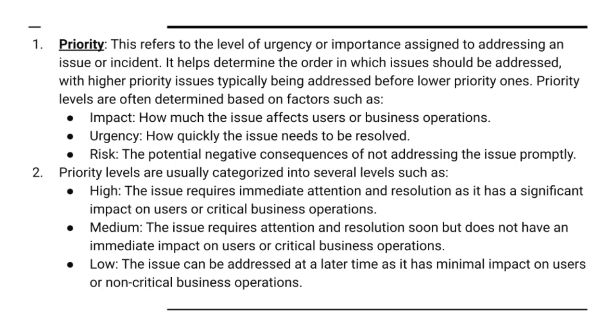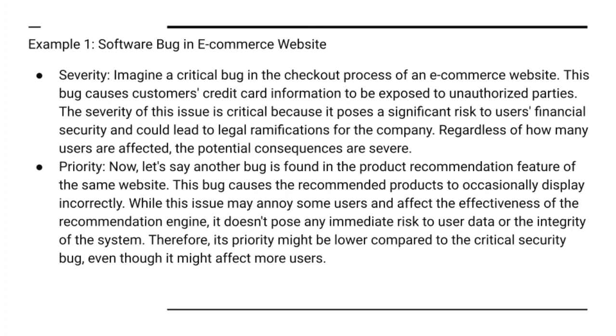Priority levels are usually categorized into several levels such as high, medium, and low. High: the issue requires immediate attention and resolution as it has a significant impact on users or critical business operations. Medium: the issue requires attention and resolution soon but does not have an immediate impact on users or critical business operations. Low: the issue can be addressed at a later time as it has minimal impact on users or non-critical business operations. Now, let's go through some examples to get a better idea.